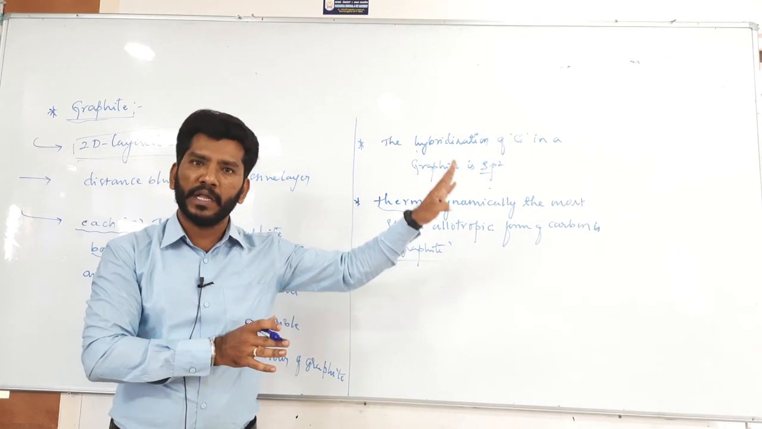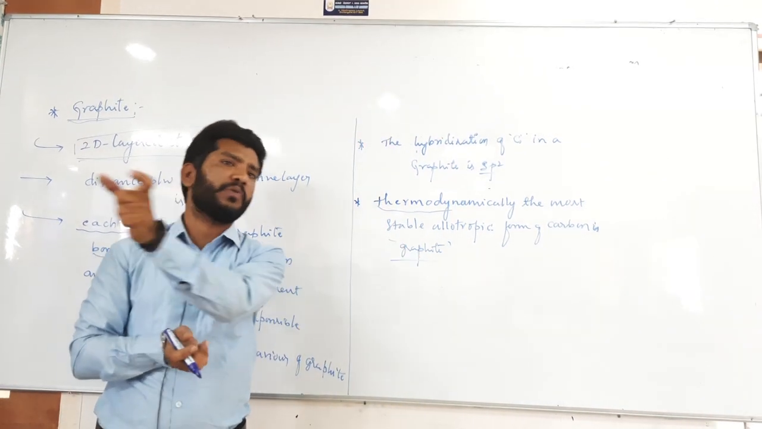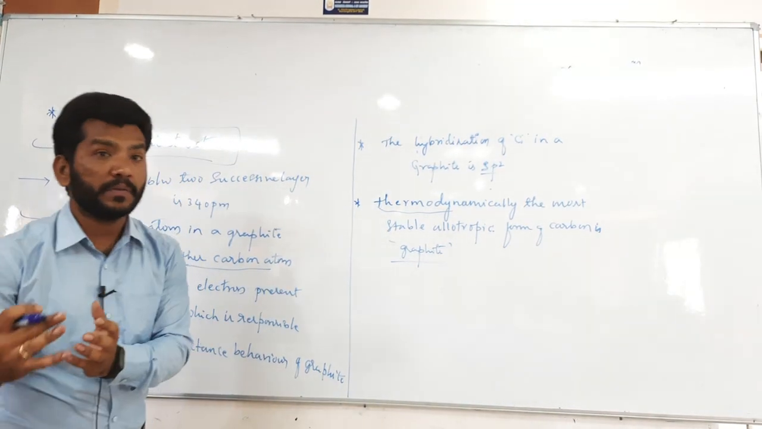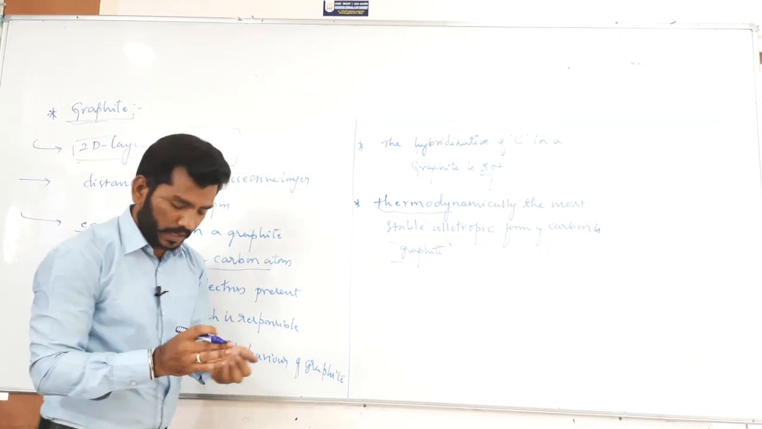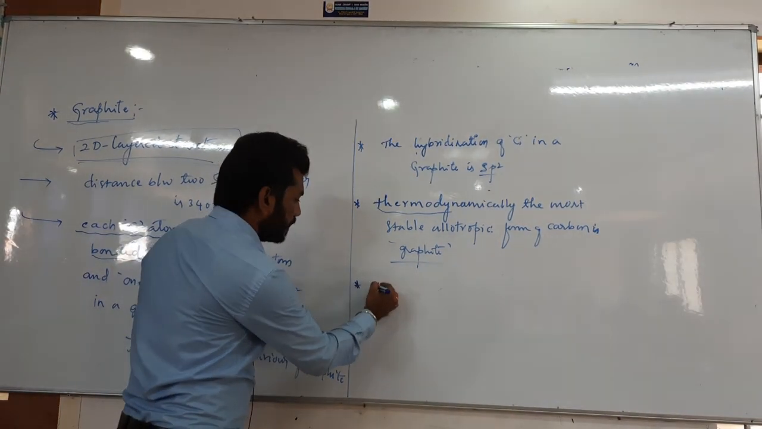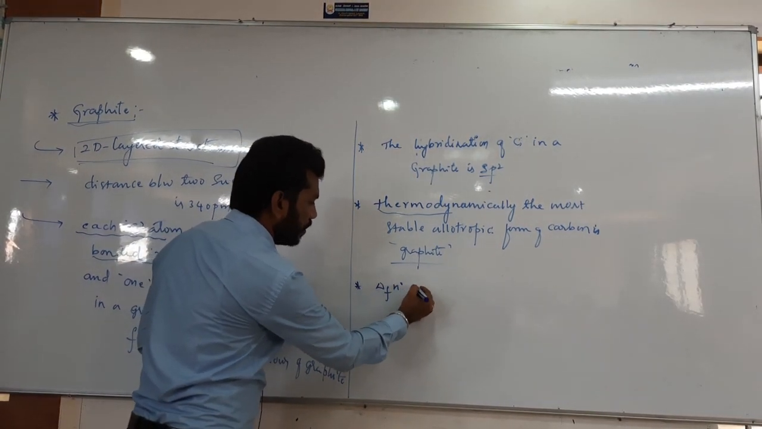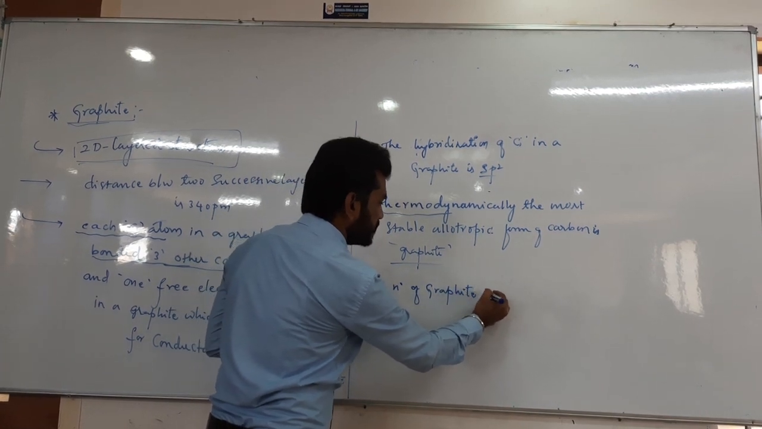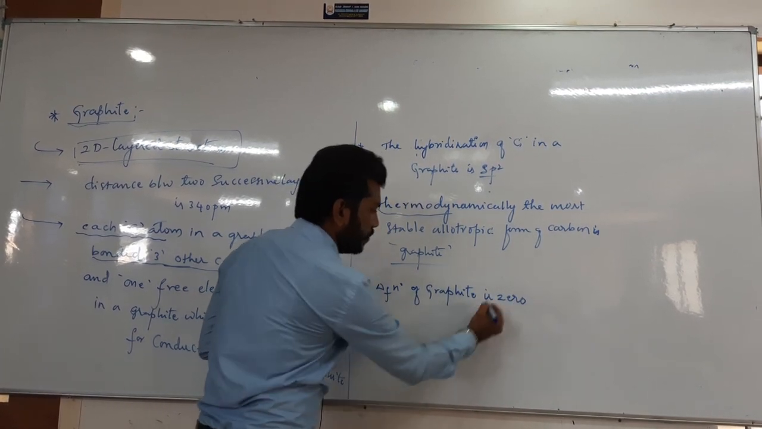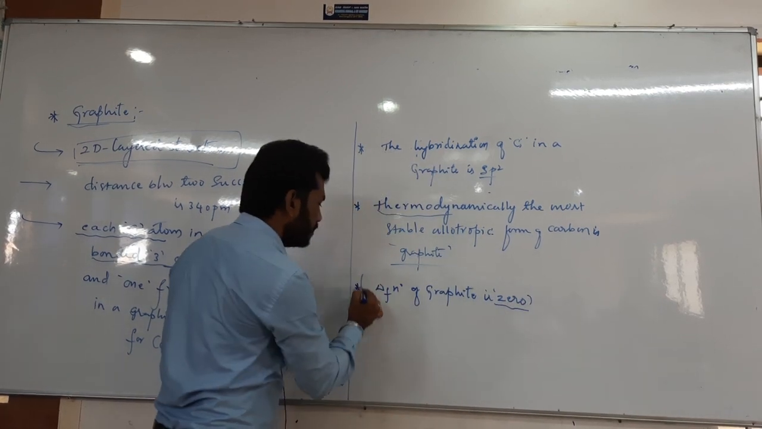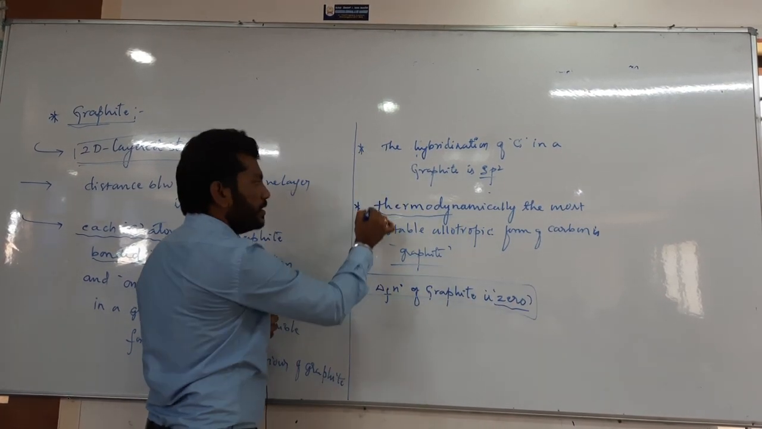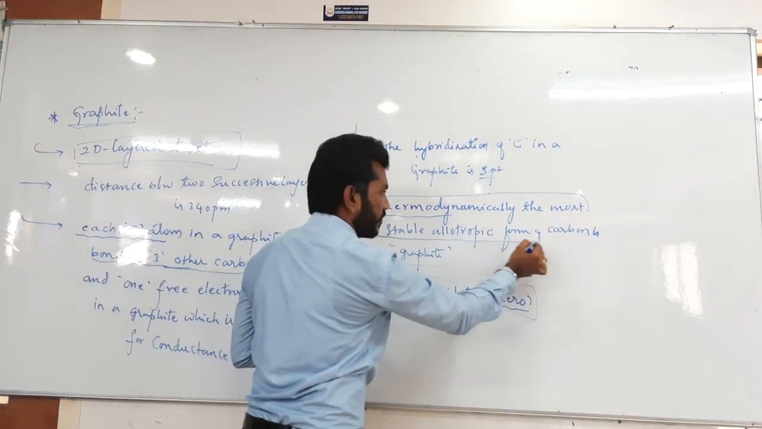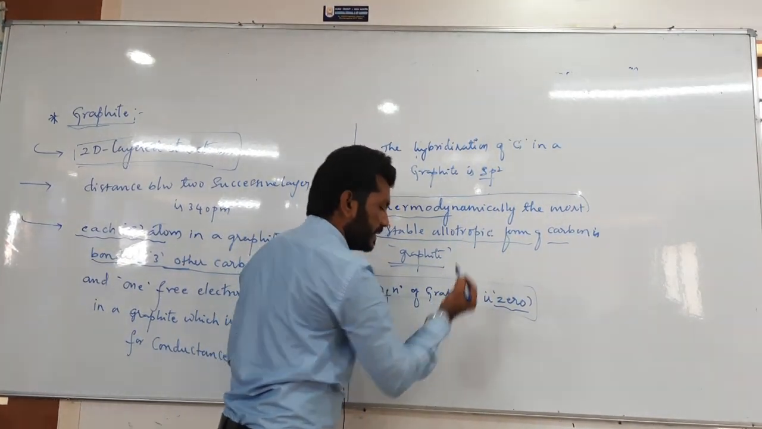Among the allotropic forms of carbon, graphite, diamond and fullerene, if you study by comparing each factor, you will get a proper grip on the concept. The enthalpy of formation of graphite is 0, guys. So these things you must know. Because of that fact, thermodynamically the most stable allotropic form of carbon is graphite itself.